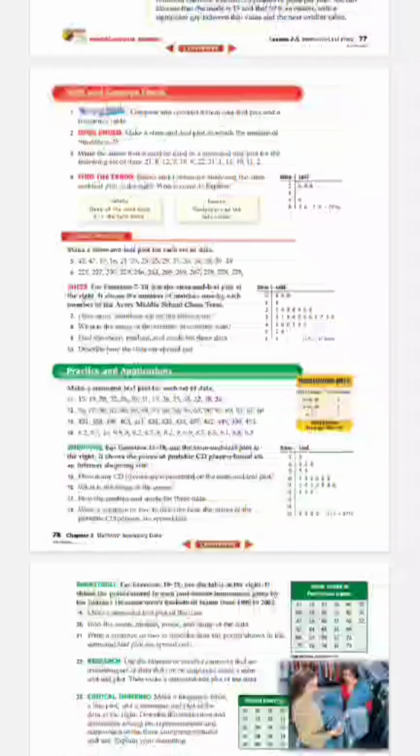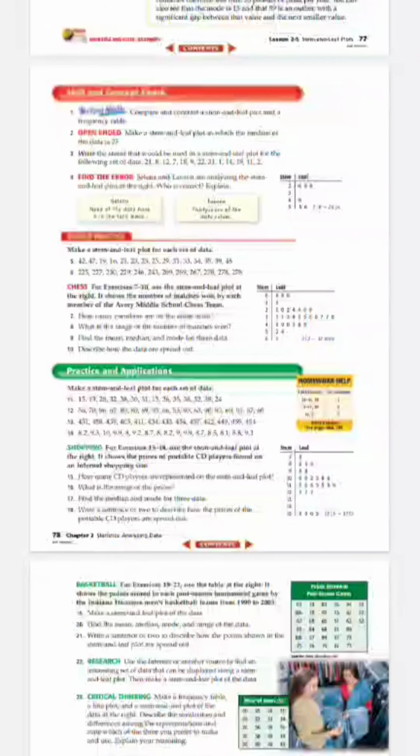15. How many CD players are represented on the stem and leaf plot? 16. What is the range of the price? 17. Find the median and mode for this data. 18. Write a sentence or two to describe how the prices of the portable CD players are spread out.